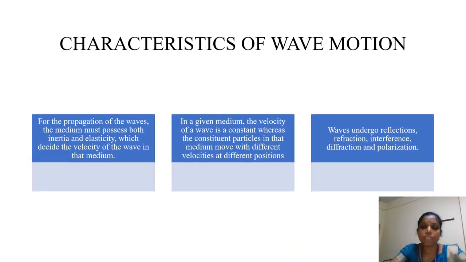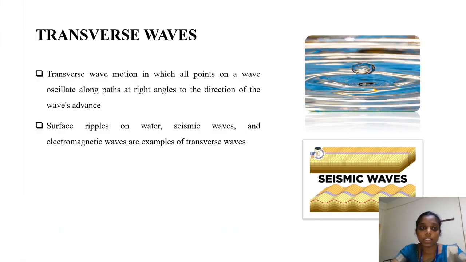Characteristics of wave motion. First, for the propagation of a wave, the medium must possess both inertia and elasticity because it decides the velocity of the wave in that medium. Next, in a given medium, the velocity of a wave is always constant, whereas the constituent particles in that medium move with different velocities at different positions. Next, waves can undergo reflection, refraction, interference, diffraction, and also polarization.